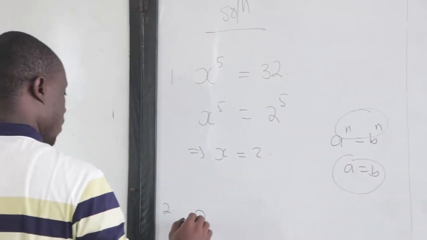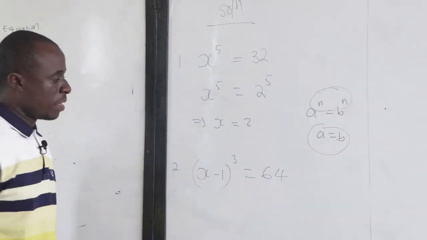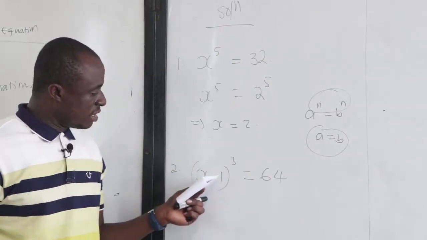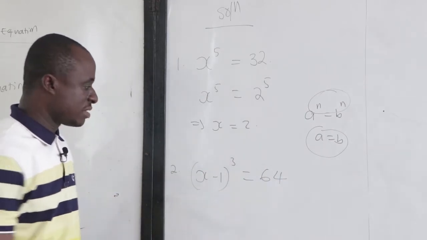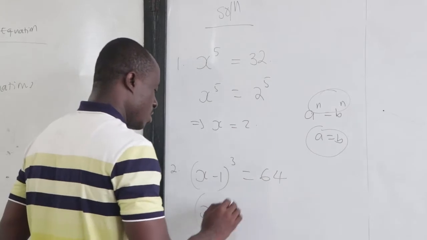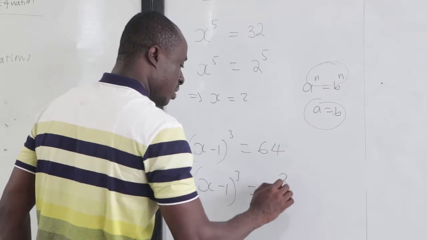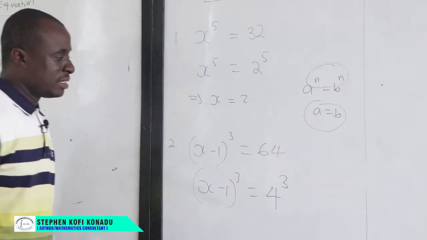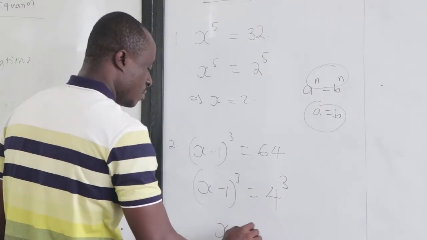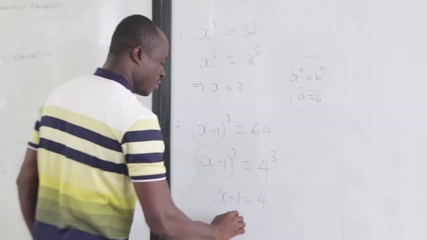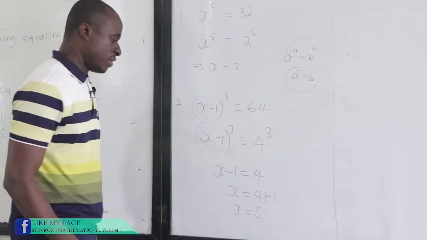Now let's see the second, we have x minus 1 to the power 3 equal to 64. Now here, clearly you can see x minus 1 to the power 3. Here we can make the power also 3. So you have x minus 1 to the power 3, and 4 to the power 3 is also giving us 64. Because the exponents are the same, we equate the bases, x minus 1 equal to 4. So we have x equal to 4 plus 1, and x is equal to 5.